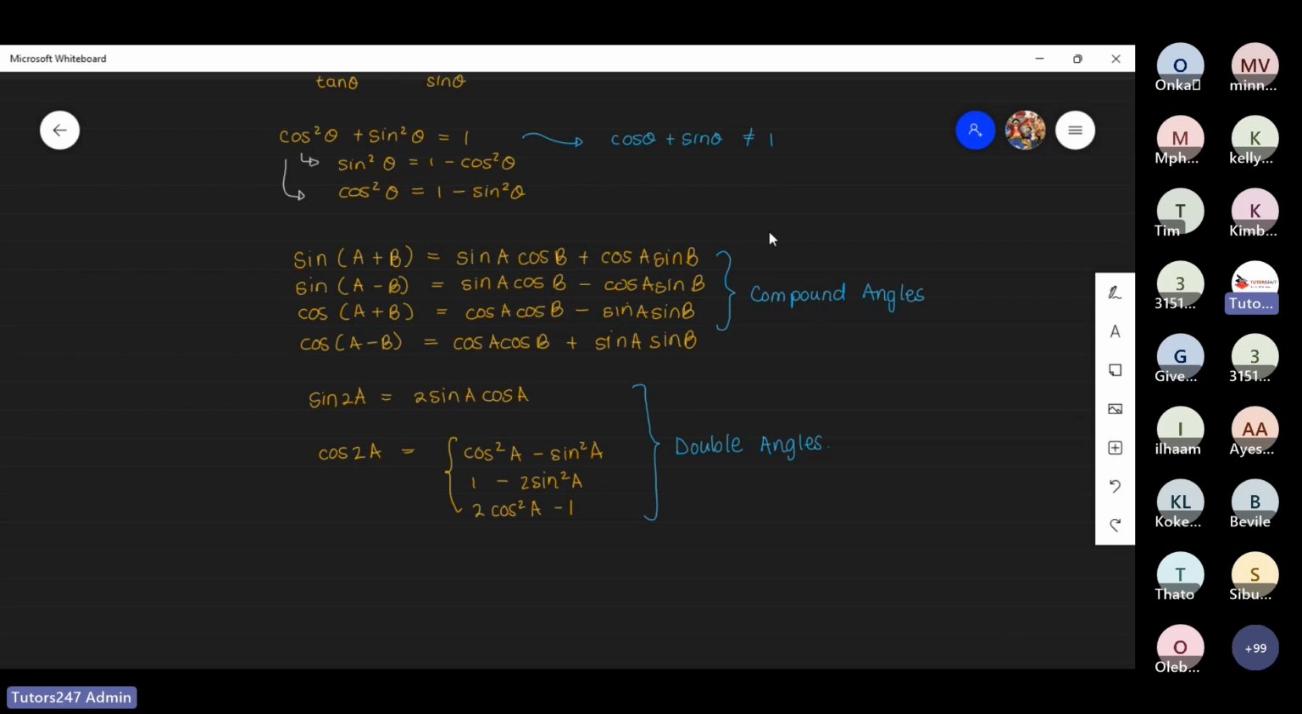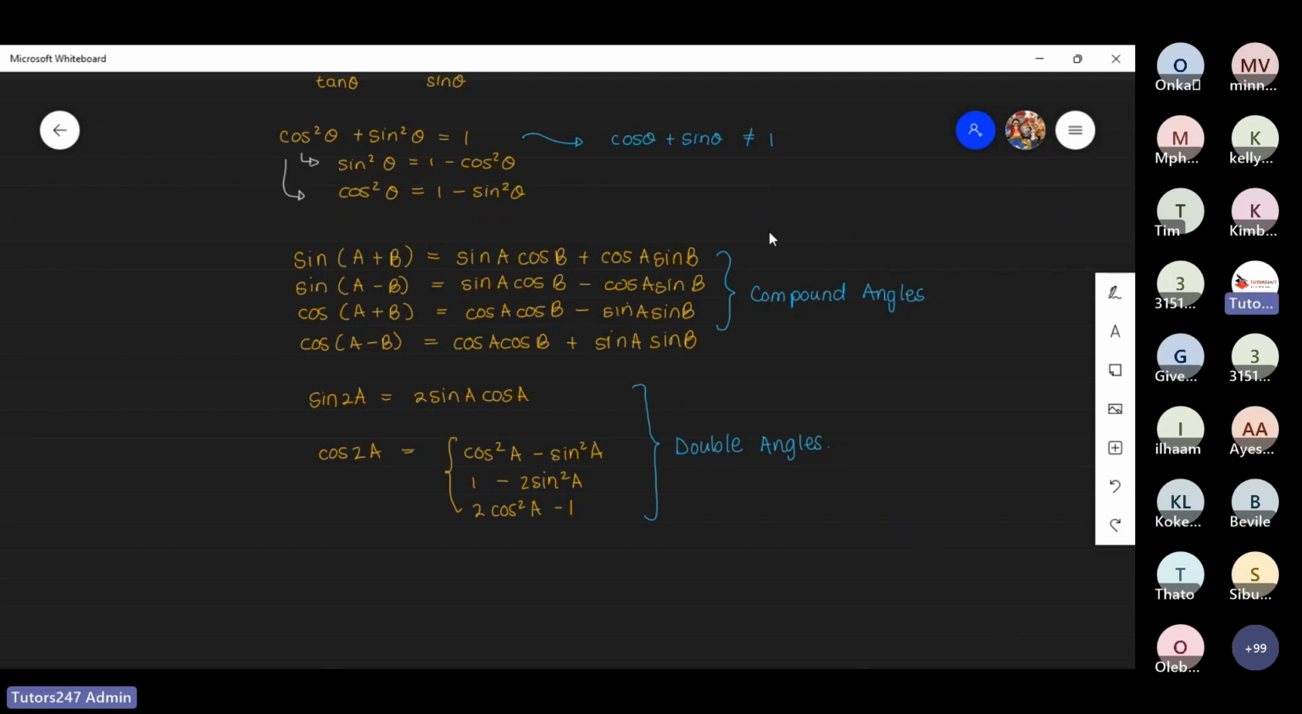Something important to be able to identify these easily is to look out for the repetition of an angle. If you see two angles repeat themselves twice, that is an indication of compound angle. That's the first thing to notice. As long as you see two angles repeating themselves, always think of compound angles.